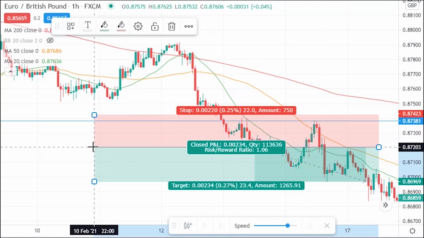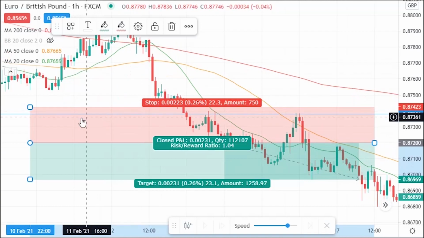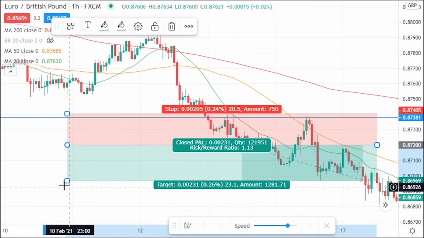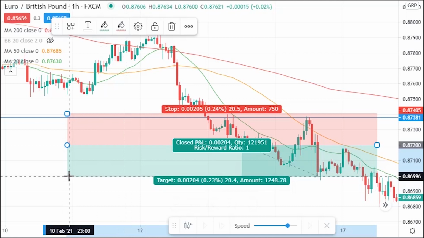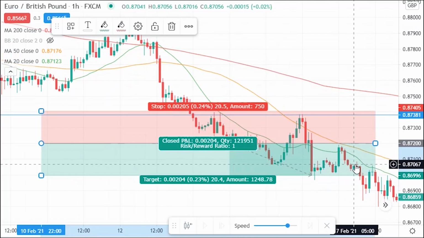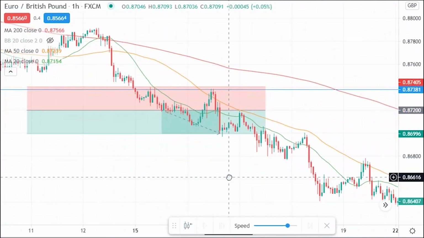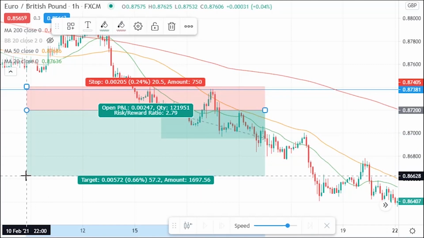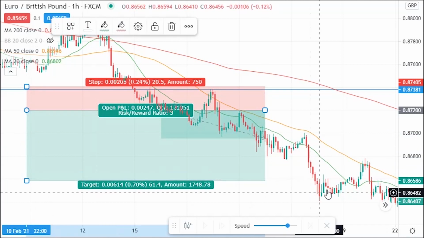So let's just look at that. We would have entered there. I would have kept my stop above those other candles over here. 1 to 1 would be right there. We would have gotten it in 2 candles. That wouldn't have stopped us out. And let's see if we would have gotten 3 to 1. Yeah, would have gotten 3 to 1 there.